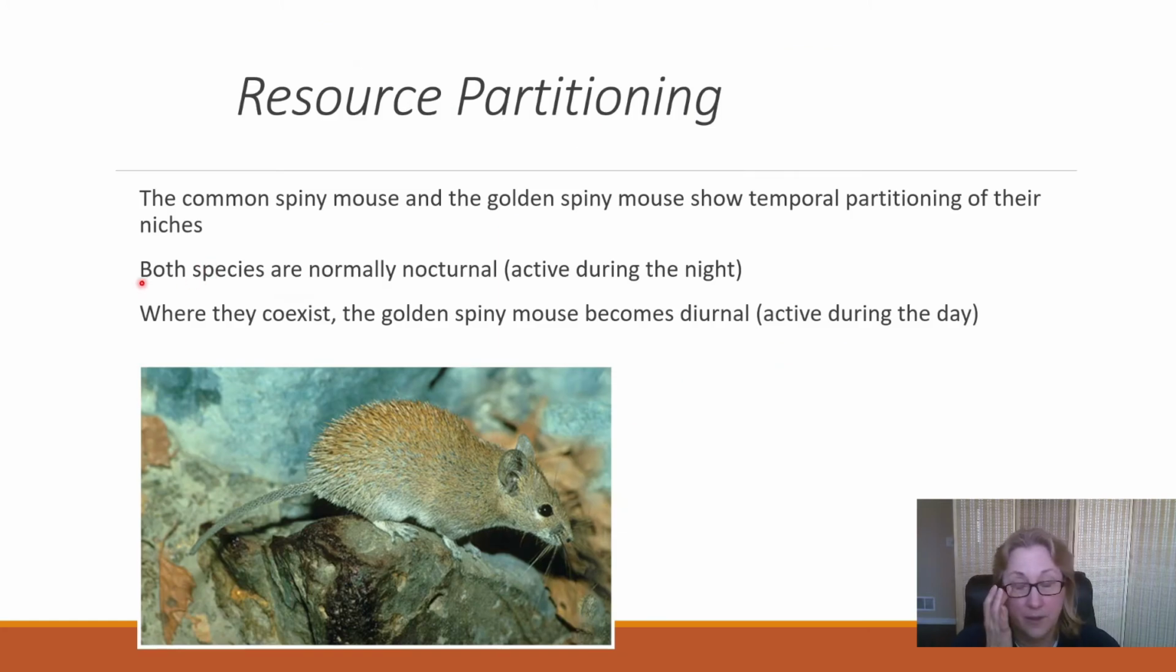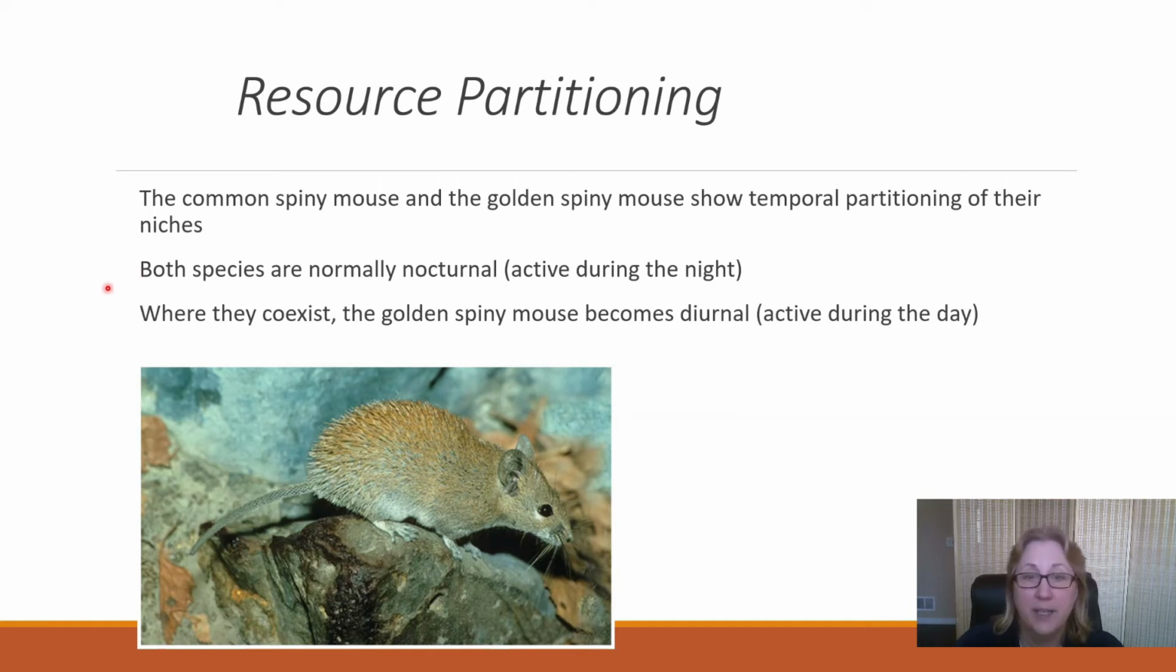We see this with other kinds of species too. An interesting observation was that with two different species of spiny mice that live in dry, deserty areas in the Southwest, where they are both present, one species becomes a daytime species. So mice are mostly nocturnal and active at night, which you probably know, especially in a desert. Being active nocturnally is a very common adaptation for many different kinds of animals.